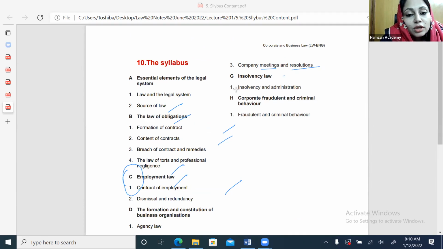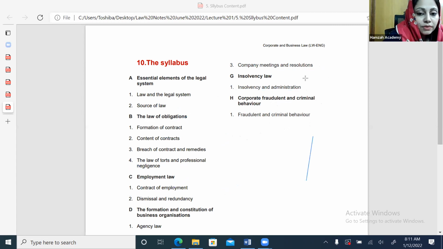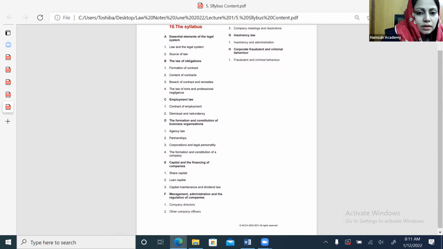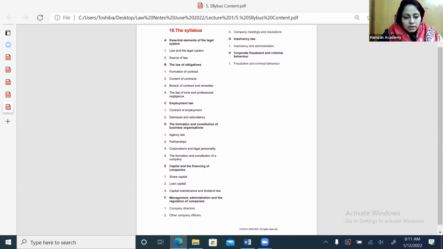And then insolvency: how the company will come to an end. When a company is unable to meet its debts, it is called an insolvent company. Before its liquidation, before its ending, it is given a chance of administration, a chance to provide a strategy through which the company will become operational again. Then corporate and legal failure, corporate fraudulent and criminal behavior, right? So this is the detail of our syllabus. Please go through it and have a look at this syllabus area.